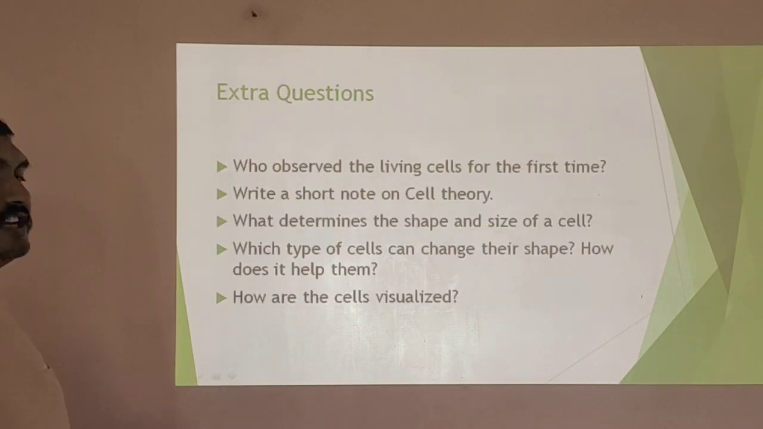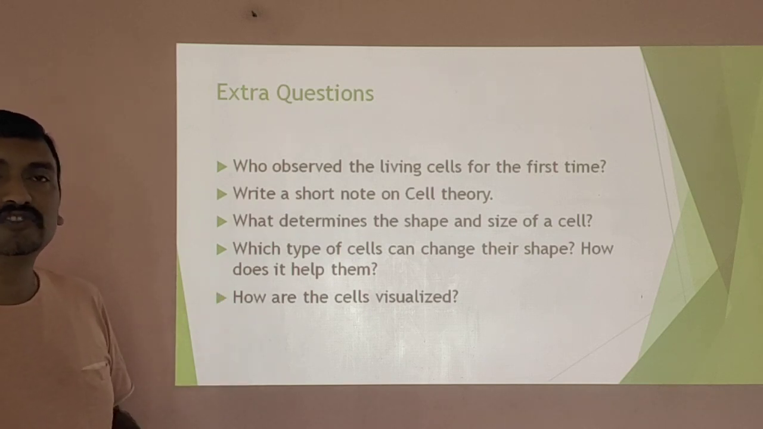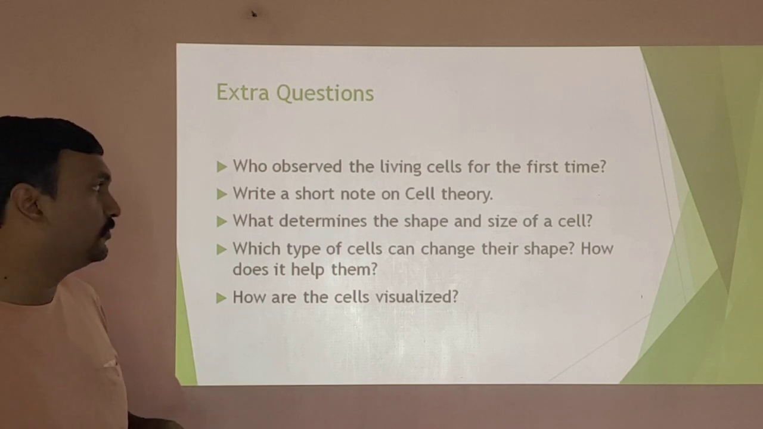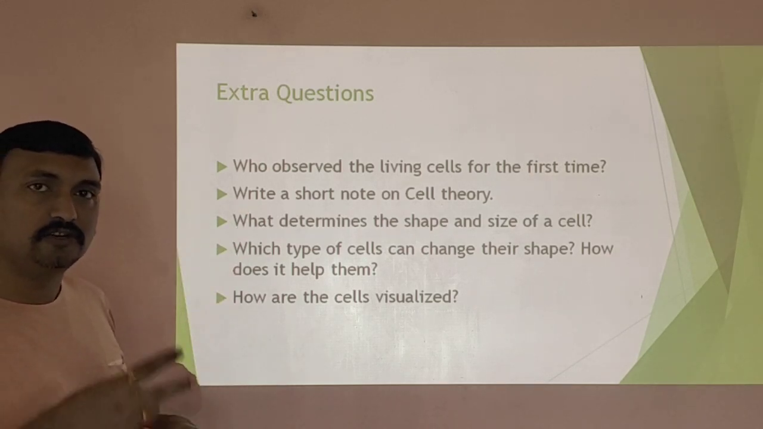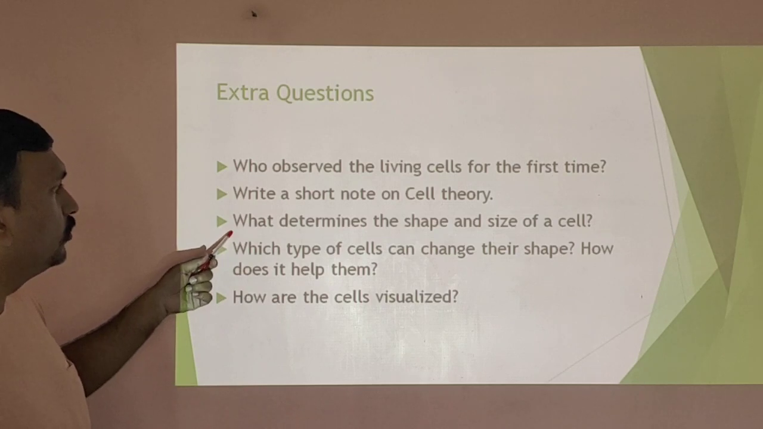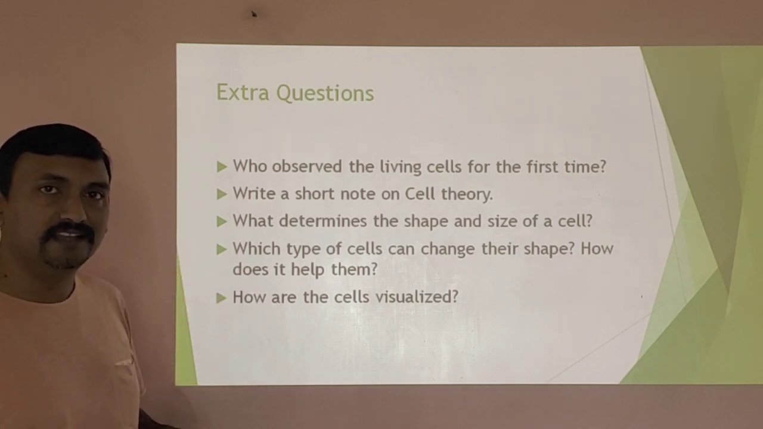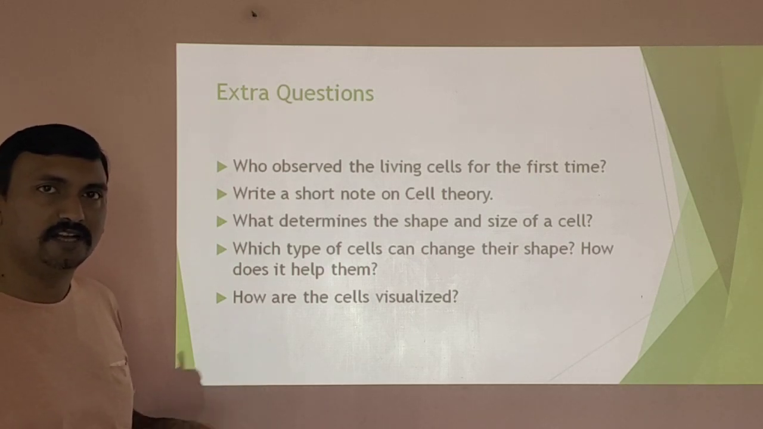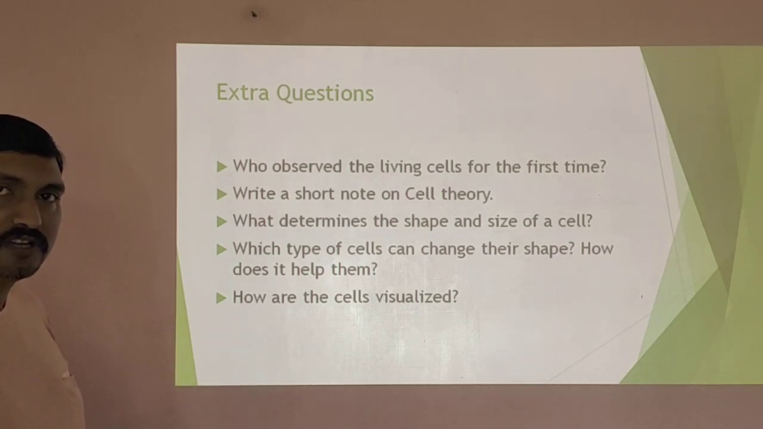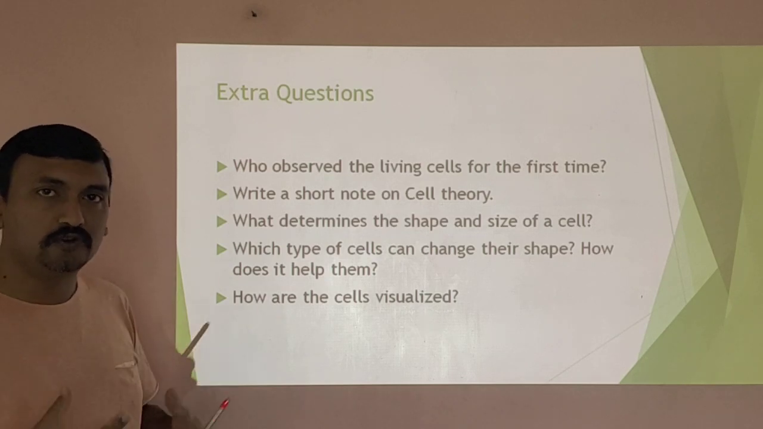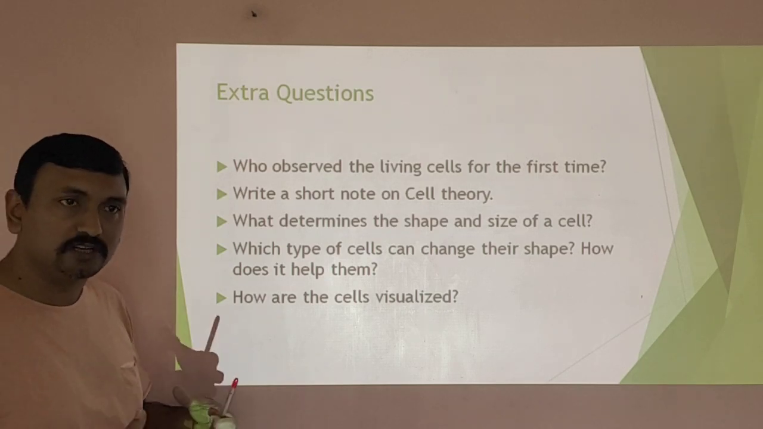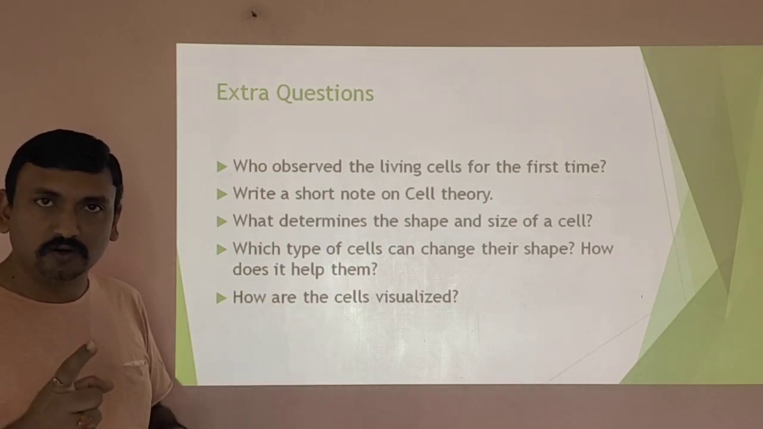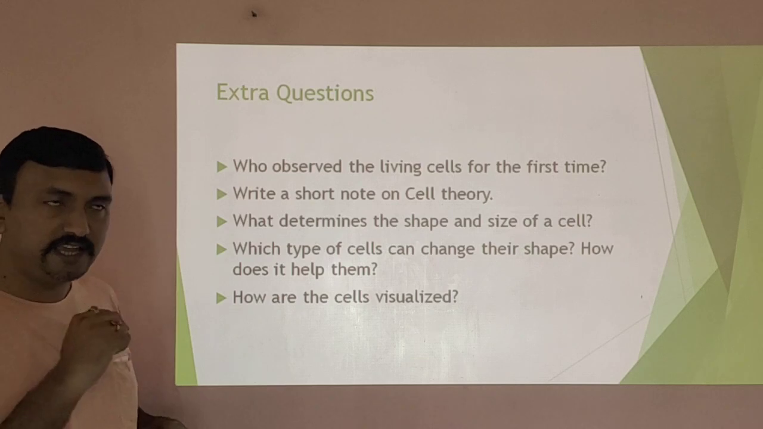Some more extra questions that we can think of from this part of the chapter, like who observed living cells for the first time? Recall Leeuwenhoek. Short note on cell theory, those three tenets. What determines the shape and size of the cell? Functions. Which type of cells can change their shape, like amoeba, WBCs, and how do they do it? They do it with the help of pseudopodia. How does it help them? Locomotion, for engulfing food. How are cells visualized under a microscope? Only after putting a stain.